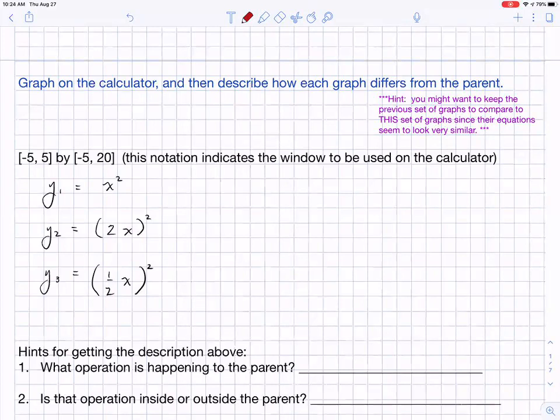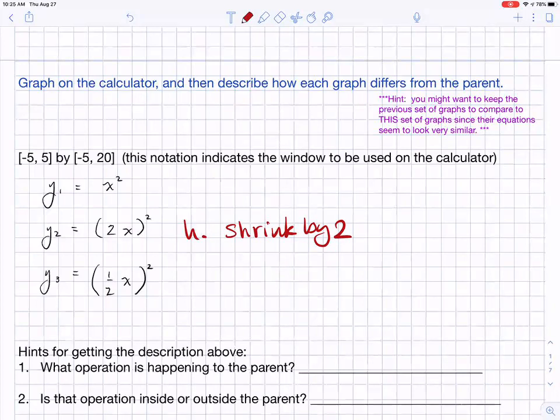Now the result is that I'm still getting skinnier, but it's a horizontal shrink. How do you know it's horizontal? Because that multiplying was on the inside. So this is a horizontal shrink by 2. Okay, can you get rid of the Y2? I don't want it to muddy up your graph. And if you look at the Y3 in the graph.